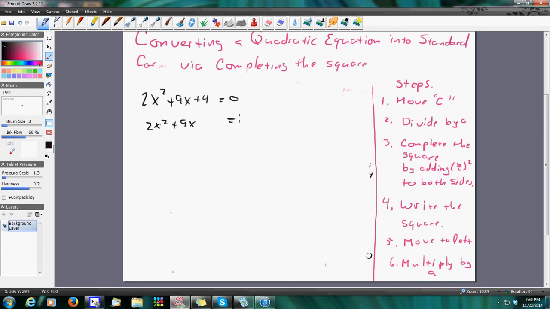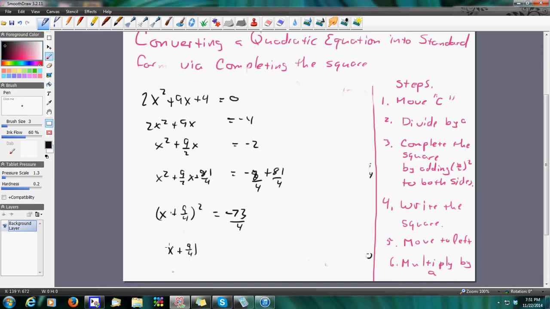I move over my 4. I divide by 2. I take half of this, which would be 9/4. And I square it, which would be 81/16. Equals -2 plus 81/16. That's really going to be -32/16. So I now have x plus 9/4 squared equals -73/4. Yeah, this is working out so much better.